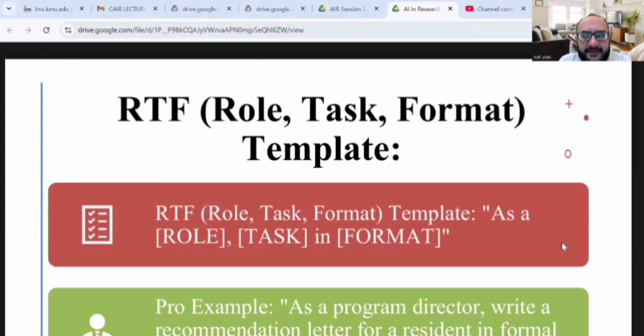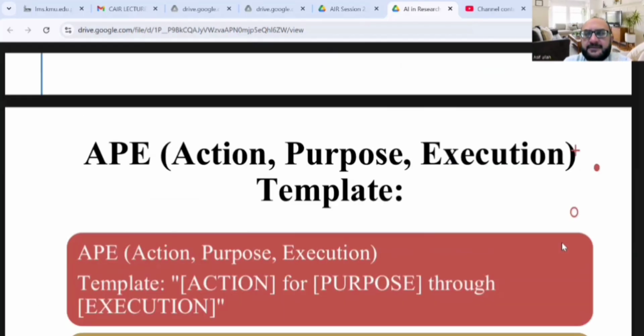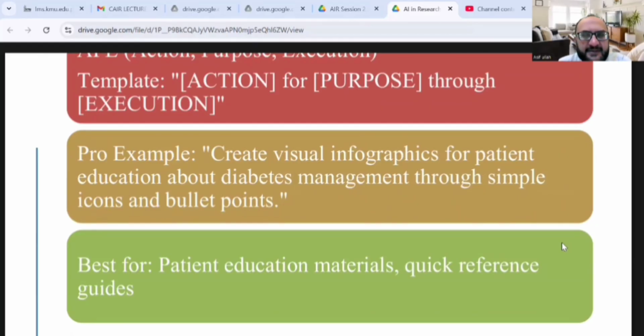RTF, the role task format template, is a role, a task, in a format. It is for professional correspondence and formal documents. As a program director, write a recommendation letter for a designated individual in formal academic format. APE, the action purpose execution template, is best for patient education material and quick reference guides. For example, create visual infographics for patient education about diabetes management through simple icons and bullet points.